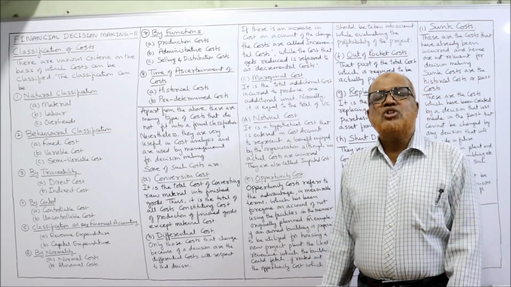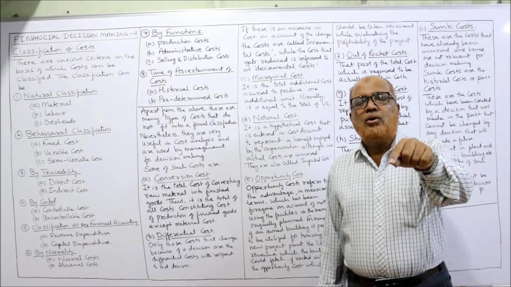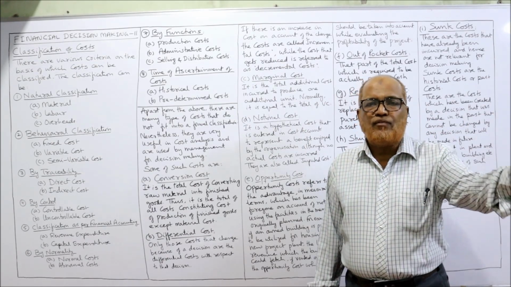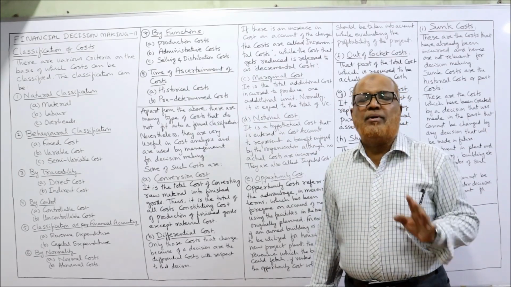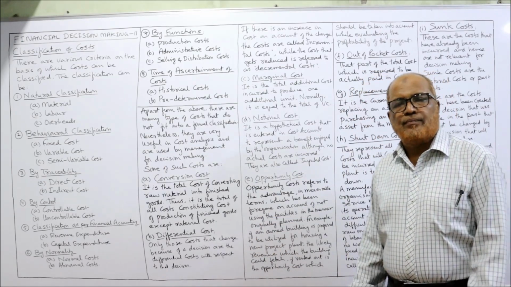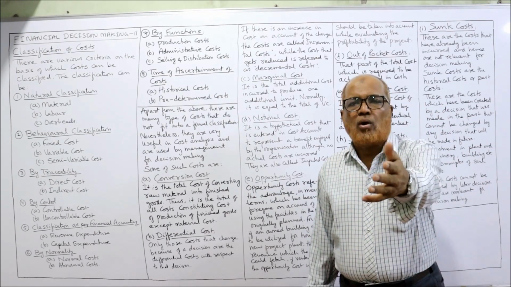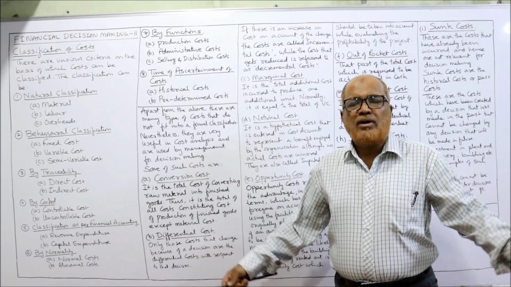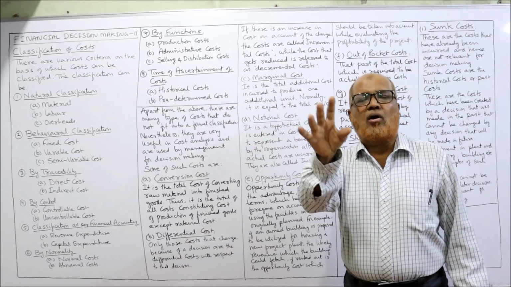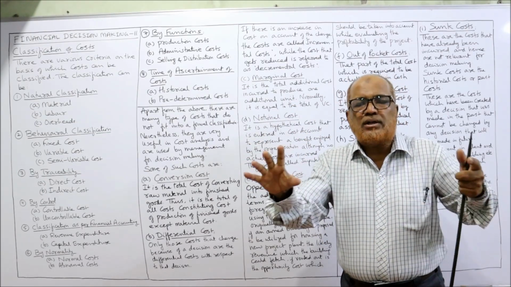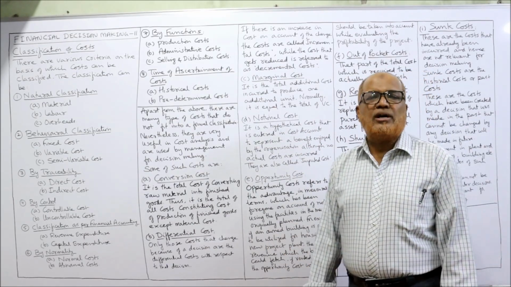First one, conversion cost. Conversion cost is the cost incurred in order to convert the raw material into finished goods. So all the cost of finished goods except raw material cost is called conversion cost. The total cost of production minus material cost is called conversion cost. So in simple words, conversion cost is the total cost incurred in converting the raw material into finished goods. It is the total cost excluding material cost. That's it.